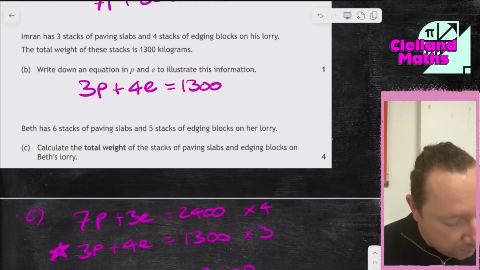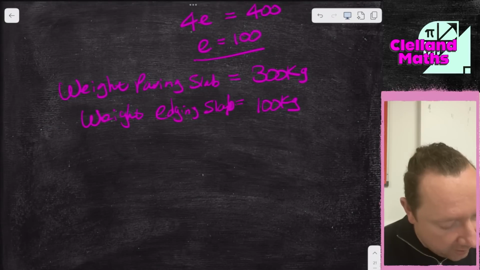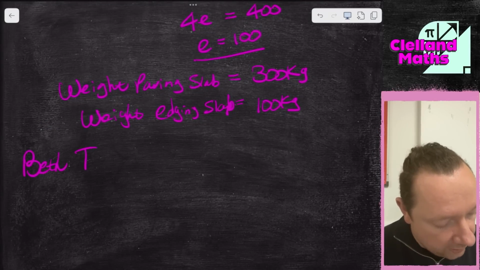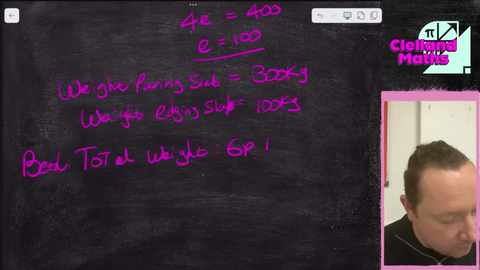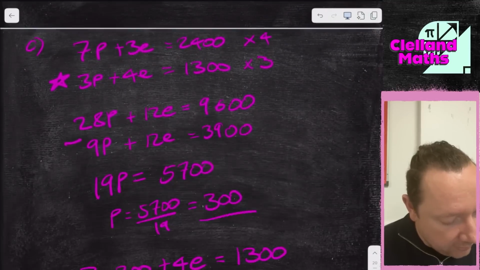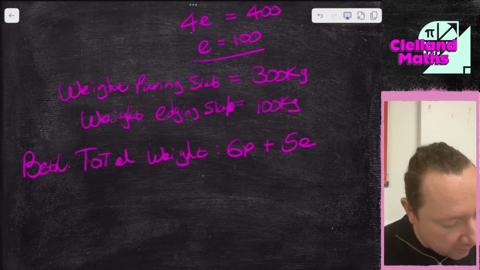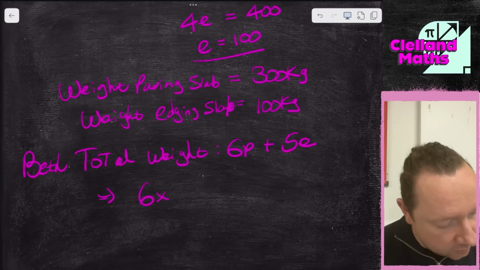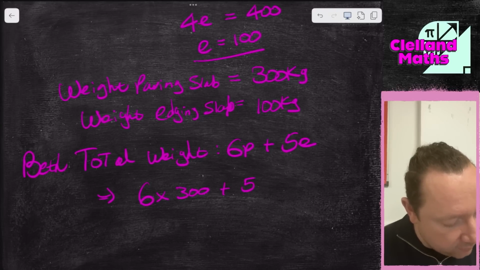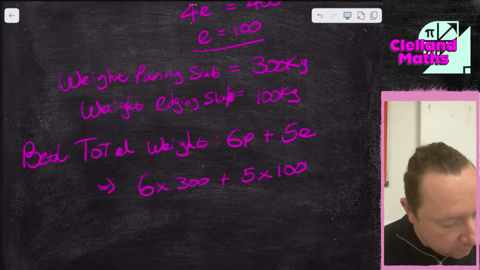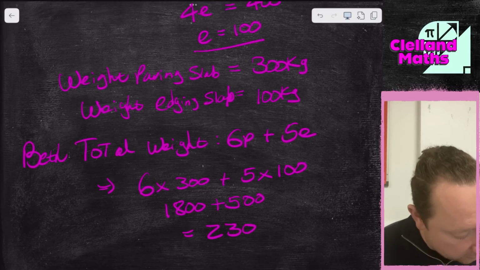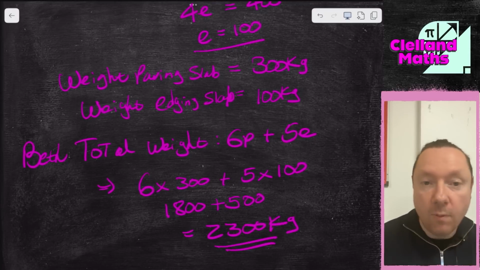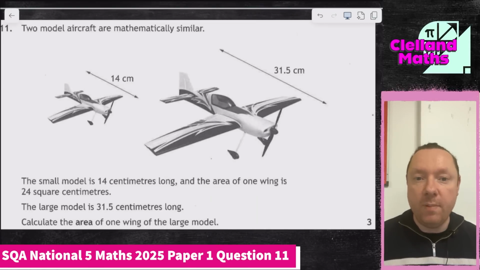So it's 6P and 5E. So for Beth, we can say her total weight is given by 6P plus 5E. So that is 6 times 300 plus 5 times 100. That's 1800 plus 500, which is 2,300 kilograms. And we're done there.